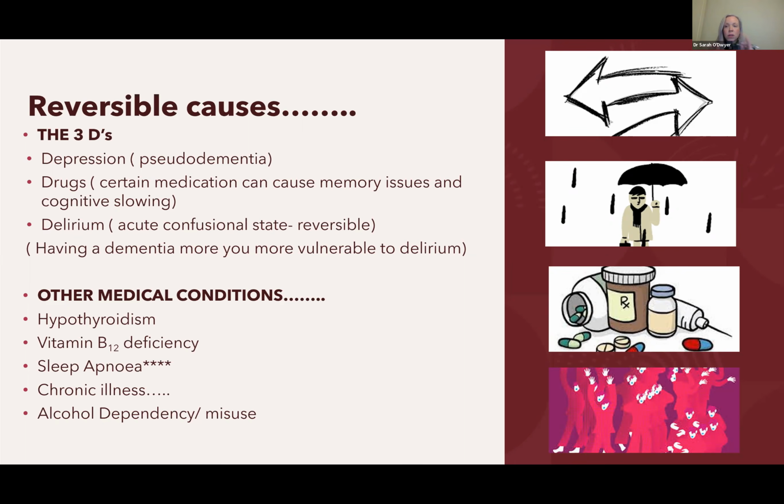So it's kind of a catch-22 scenario there where you're vulnerable both ways. And then, as I said, other conditions such as hypothyroidism, vitamin B12 deficiency, again, older adults can experience this. It's known as pernicious anemia, inability to absorb vitamin B from the bowel, again, very easily managed by replacement, chronic illnesses, and as I mentioned, alcohol dependency and misuse.